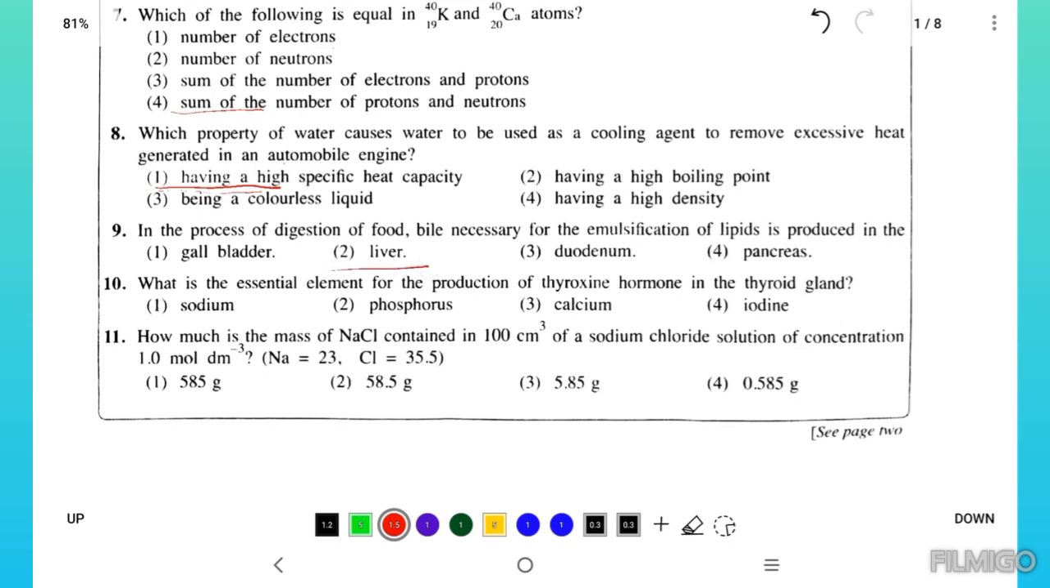10th question. What is the essential element for the production of thyroxine hormone in the thyroid gland? That is iodine. The answer should be the fourth answer.